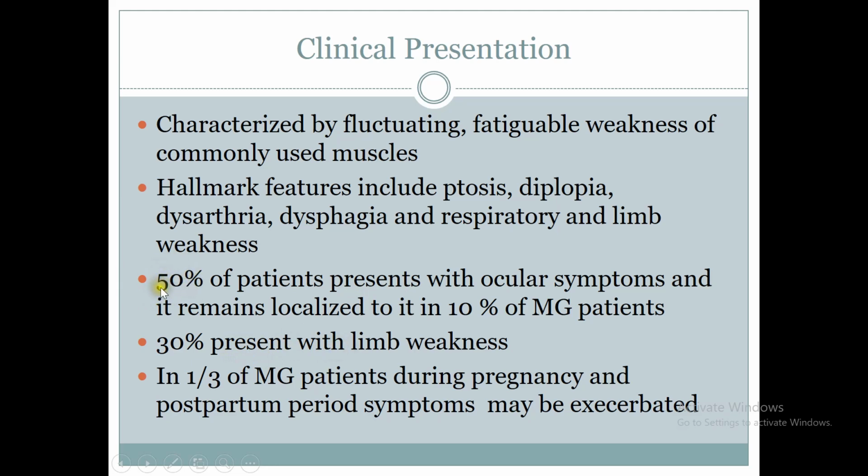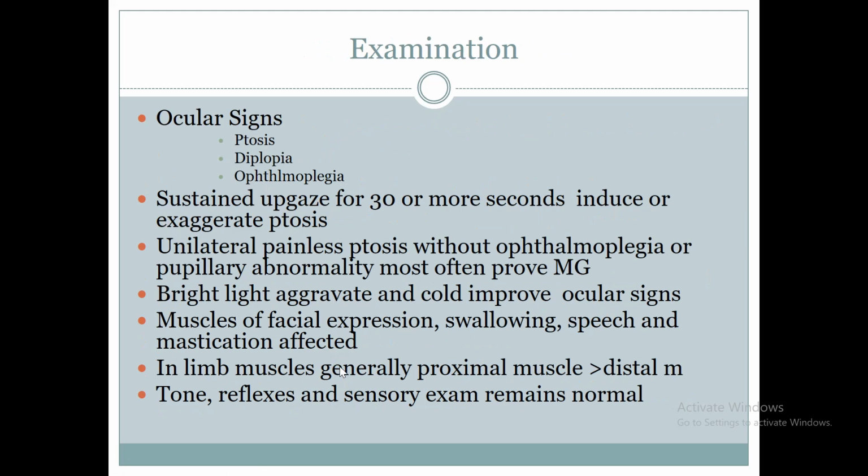Which are the other antibodies? For example, antibodies to another protein on the postsynaptic membrane, called muscle specific kinase. Anti-MuSK antibodies are present in 40% of patients who are negative for the acetylcholine receptor antibody. There are also antibodies to striated muscle proteins such as titin and ryanodine, especially in patients with thymoma.